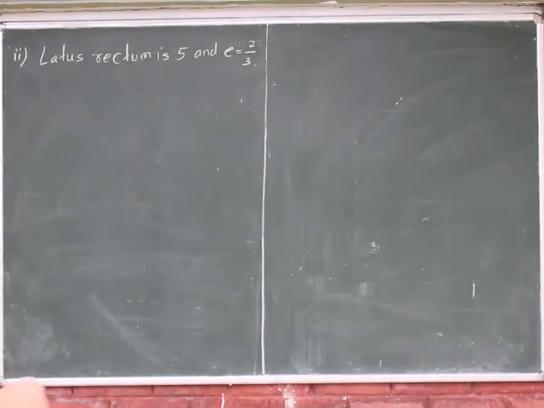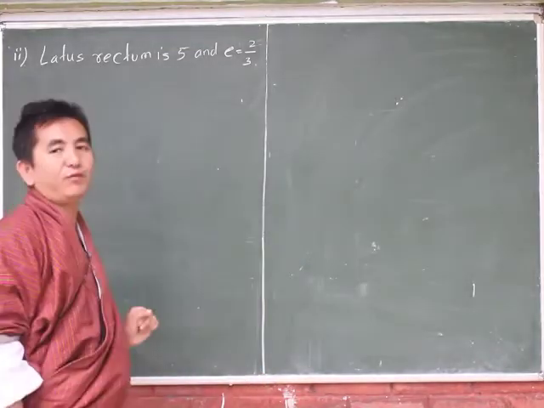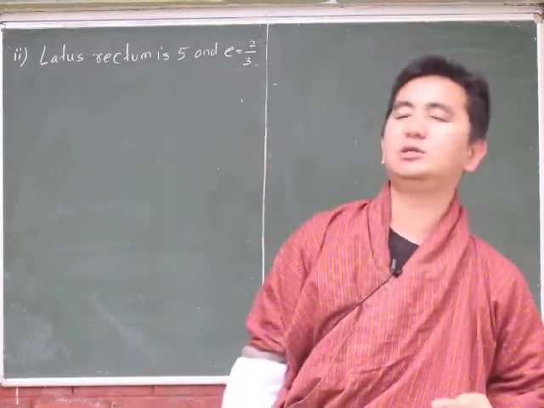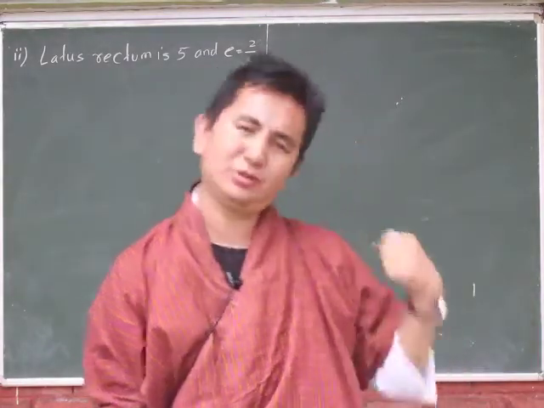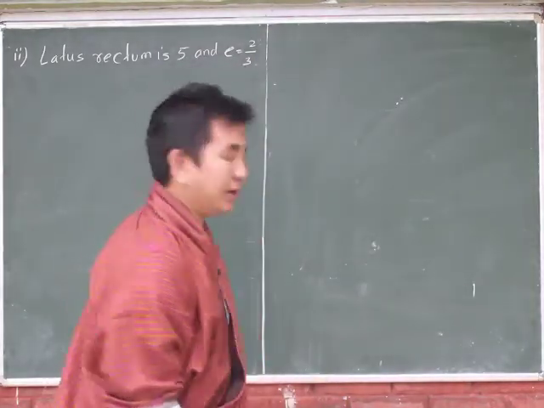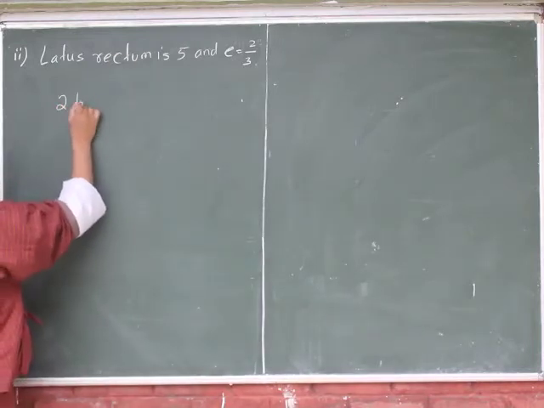So good morning students. We are with question number 3, Roman number 2, where the latus rectum is given as 5 and the eccentricity value is 2 by 3. Eccentricity 2 by 3 is 0.6 something, which means it is less than 1. So this is an ellipse. Eccentricity belongs to an ellipse.